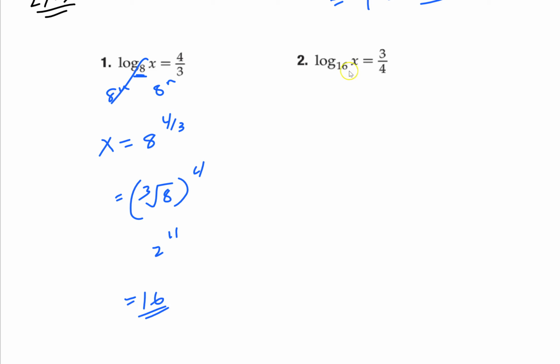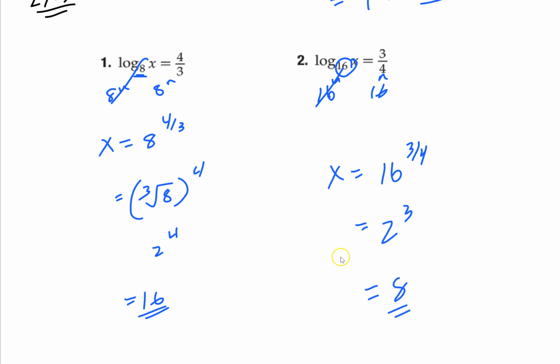Onto this one. Same thing. Oh, there's a base. Let's just take that to both sides. Get that stuff out of here. X is equal to 16 to the 3/4. Do the 4th root of 16, which we just kind of did the backwards thing right here, right? 2 to the 4th is 16. So the 4th root of 16 is just 2. 2 to the 3rd is 8.